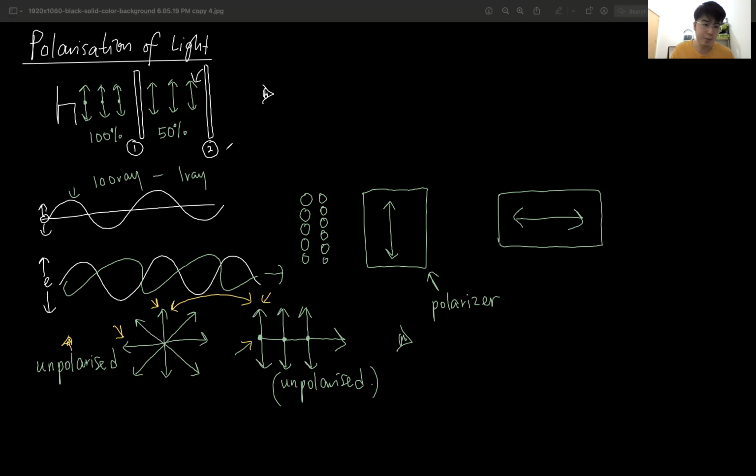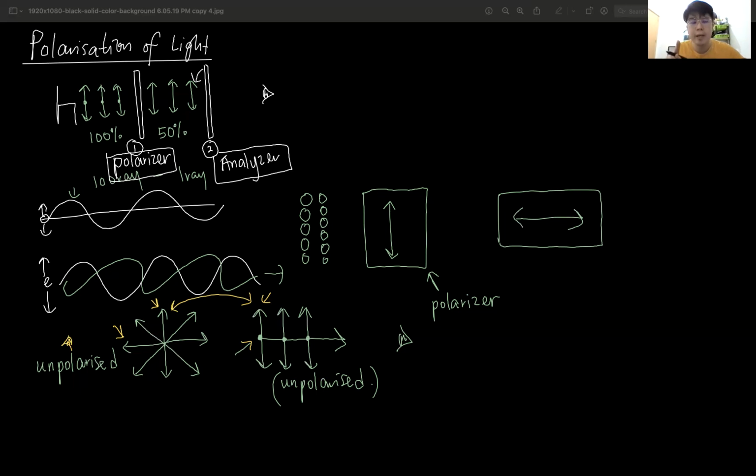Okay, so the first one we usually call the polarizer. And the second one we usually call the analyzer. Let me explain why we call it analyzer. Because we use the second one to tell whether the light is polarized or not.